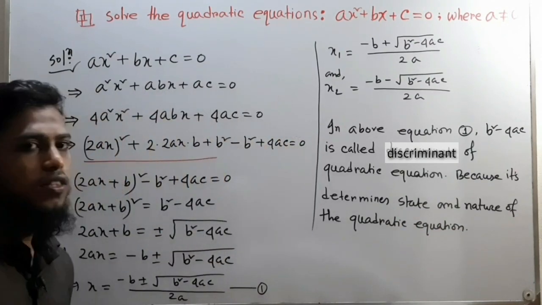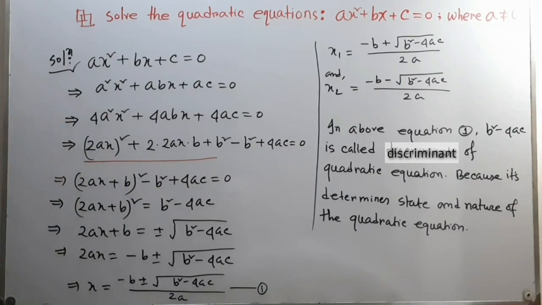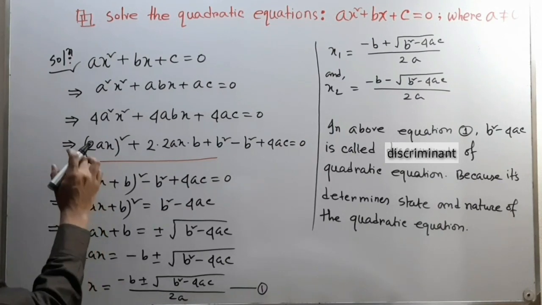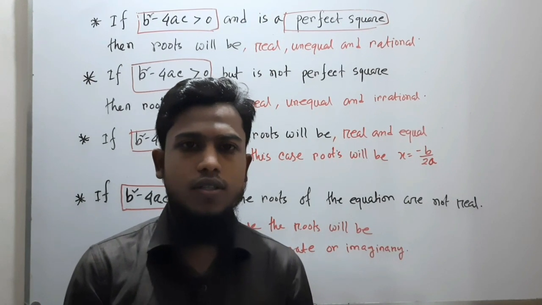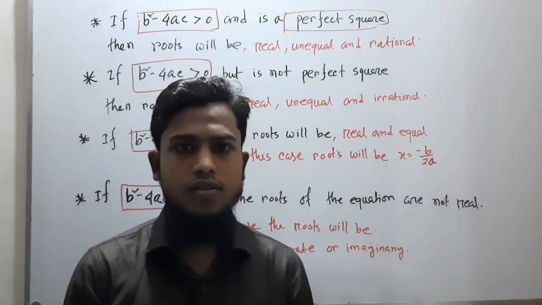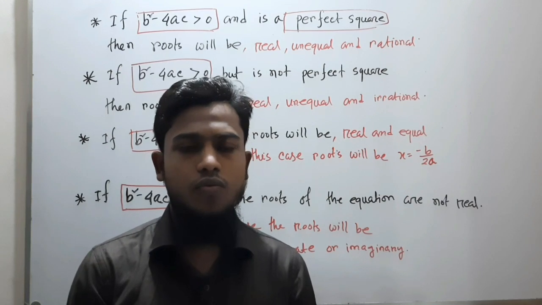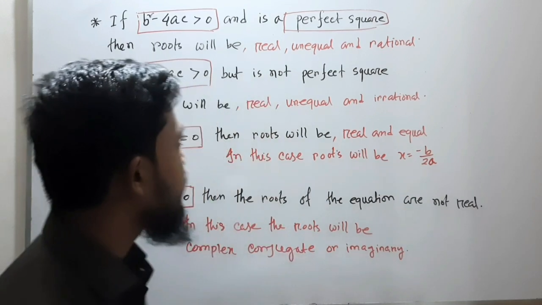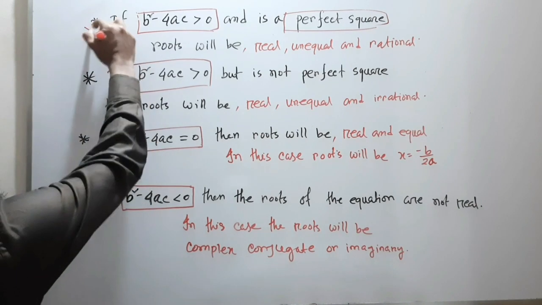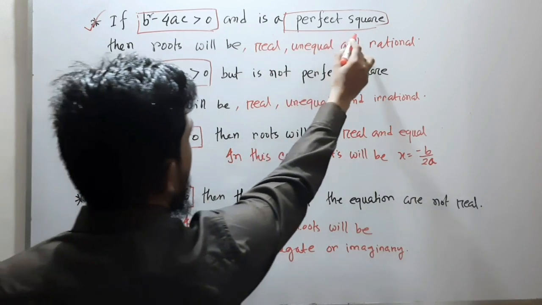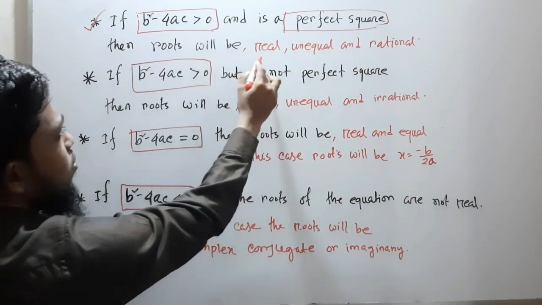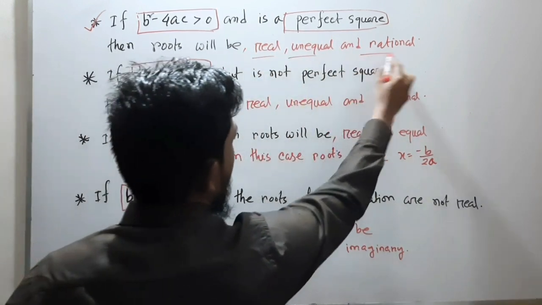Dear students, I think all of you understood this calculation and how to find the roots of the quadratic equation. Now we are going to discuss the nature and characteristics of the roots of a quadratic equation. Look at this board. Our first condition: if b square minus 4ac is greater than 0 and is a perfect square, then the roots will be real, unequal and rational.